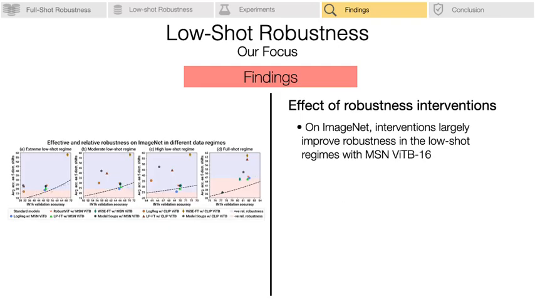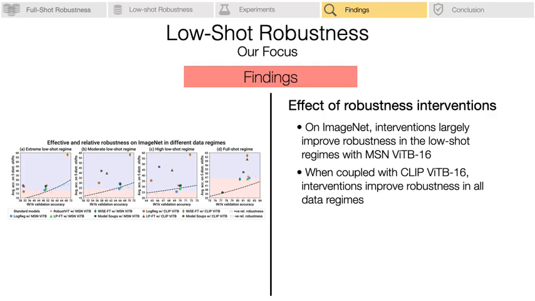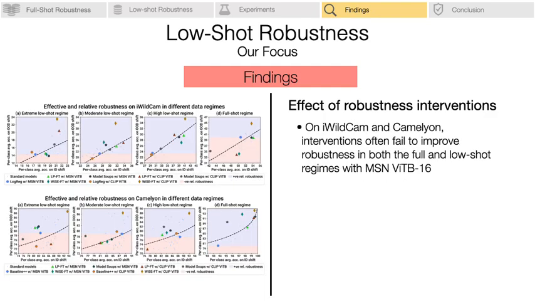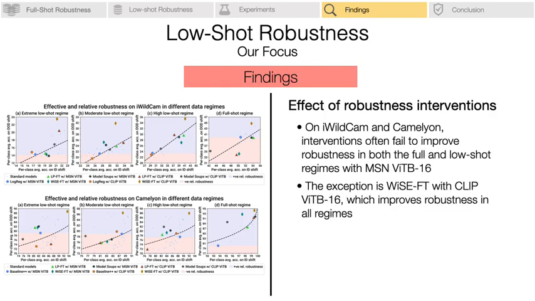Now, we evaluate the effectiveness of robustness interventions in different data regimes. Interventions above the dotted lines are effectively robust, and interventions in the blue region are relatively robust. On ImageNet, interventions largely improve robustness across the board. Models using CLIP initialization specifically improve robustness in the full shot regime as well. On iWildCam and Camelyon, however, interventions often fail to improve robustness across data regimes. The exception is WiSE-FT with CLIP, which improves robustness in all regimes.